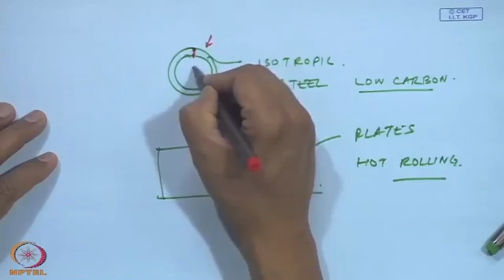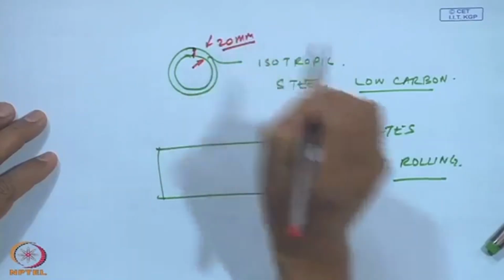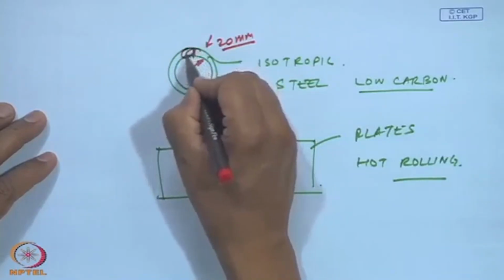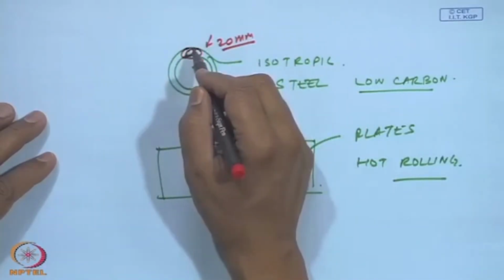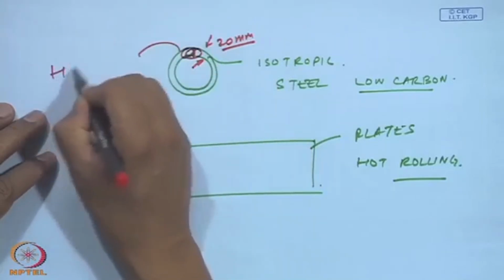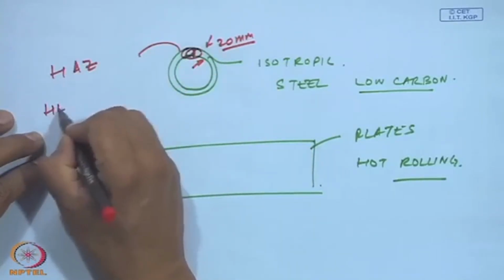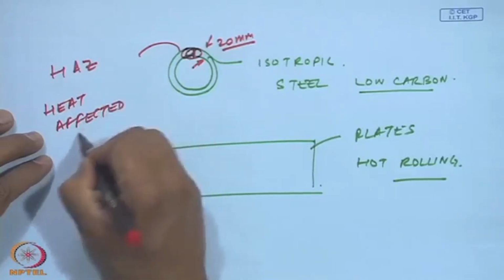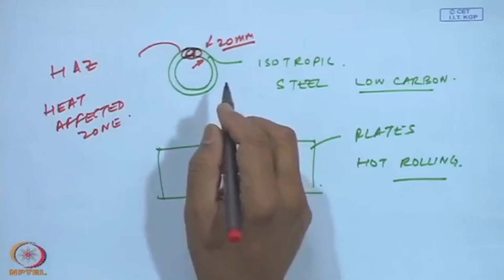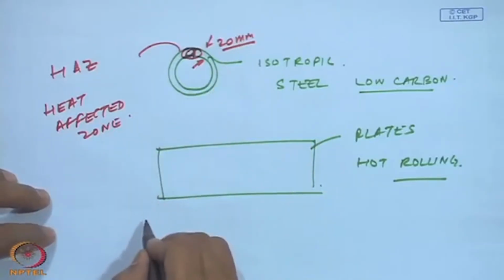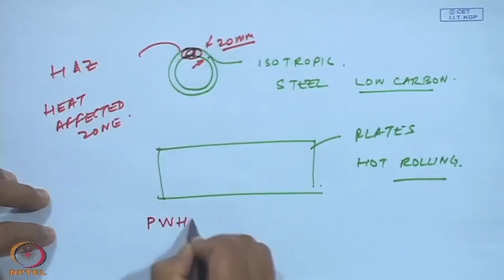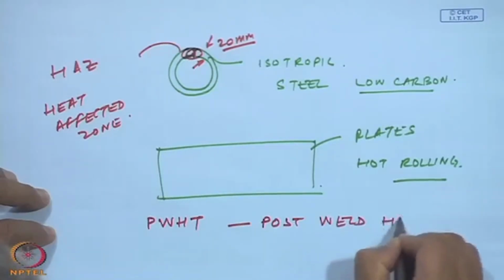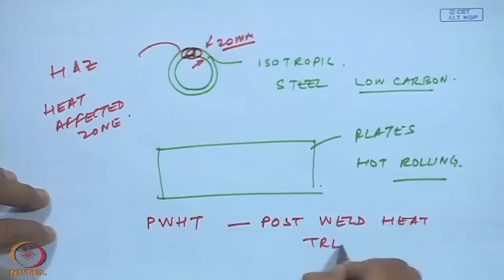And imagine welding a 20 mm plate. There will be a lot of heat concentration at one zone around the weld, and that is known as the HAZ, heat affected zone. So, usually after welding you have to do a good amount of post weld heat treatment.